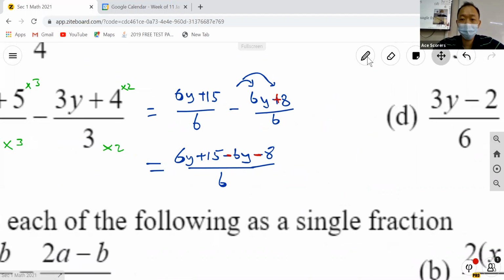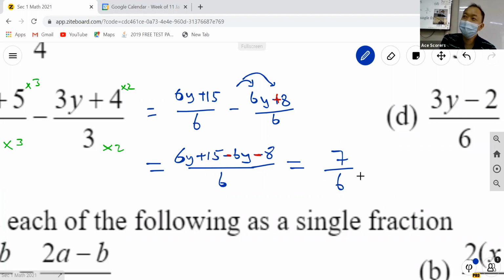And when we evaluate the numerator, the denominator is just 6. So 6y take away 6y, no more y. 15 minus 8 is 7. So the answer is 7 over 6.